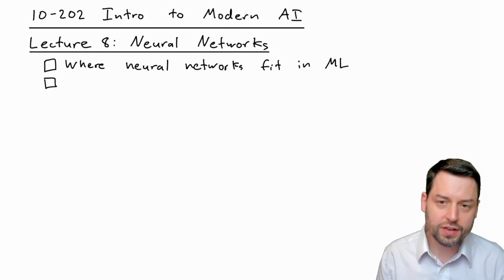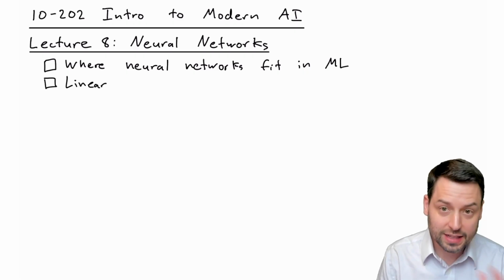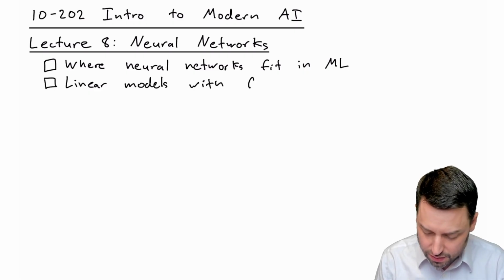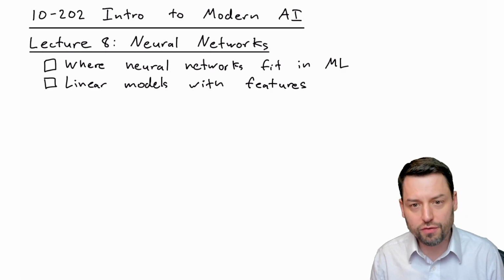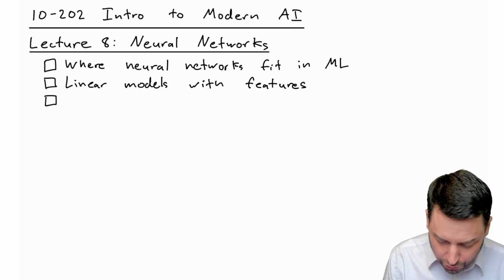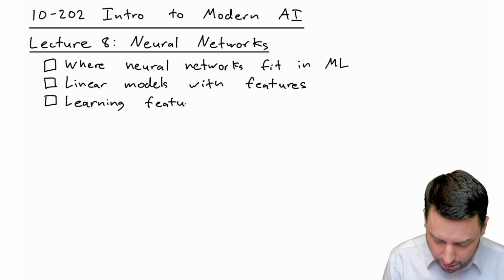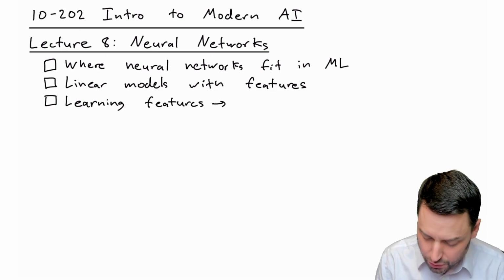Then, by way of introducing neural networks, I'm going to talk about linear models. So back to linear models for a moment, but linear models with features. These are going to be more expressive than traditional linear models, and they will form the basis for how we think about building neural networks conceptually. We'll then talk about learning features, which will be how we think about neural networks, and this will actually lead us to neural networks.